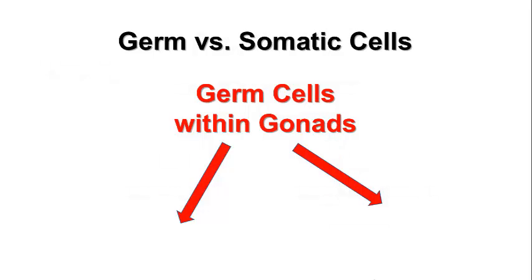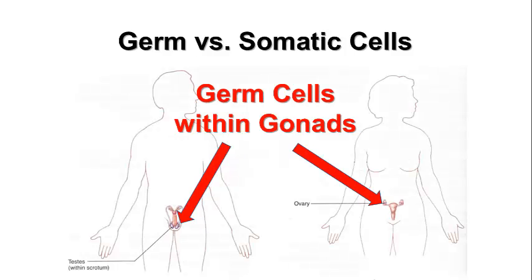Germ cells are a relatively small and isolated population of cells located within the female and male gonads. All right, and so here we have the male gonads, the testes within the scrotum, and then here we have the female gonads, the ovaries. In the ovaries, the germ cells are called primary oocytes.